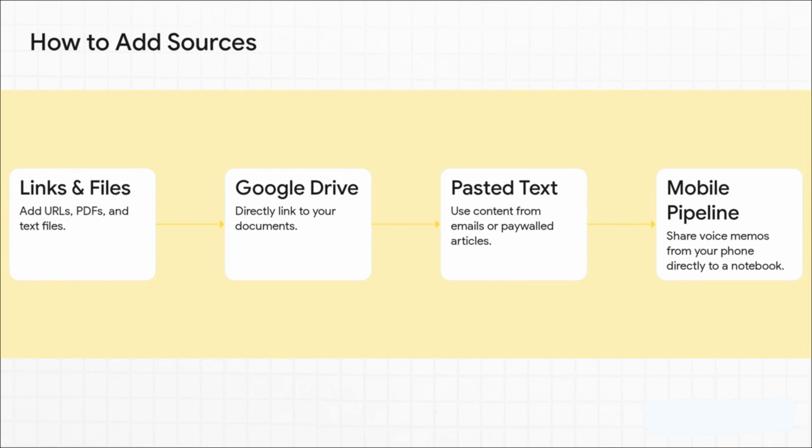So, how do you get your good stuff in there? Well, you've got a bunch of options. You can paste links from websites, YouTube videos, you can upload PDFs, text files, even images. You can hook it up directly to your Google Drive, or even just copy and paste text from, say, an email or a paywalled article. But my personal favorite, a real pro move, is what I like to call the mobile pipeline. Just record a quick thought into your phone's voice memo app, hit the share button, and send it straight to a notebook. It is the absolute best way to capture those brilliant ideas before they disappear.